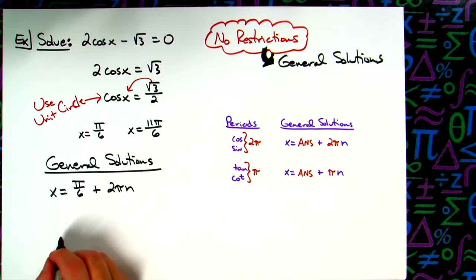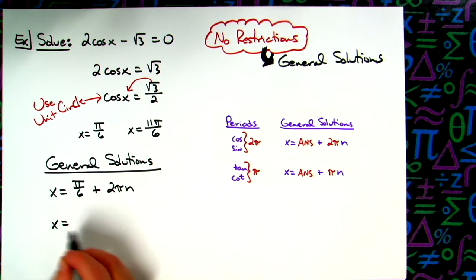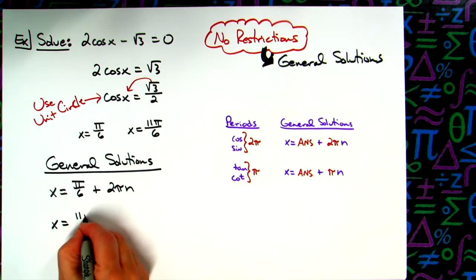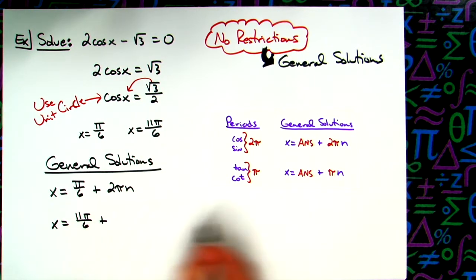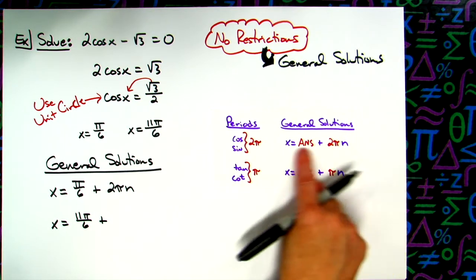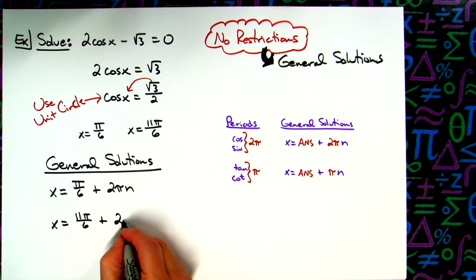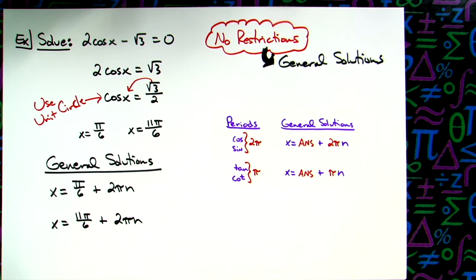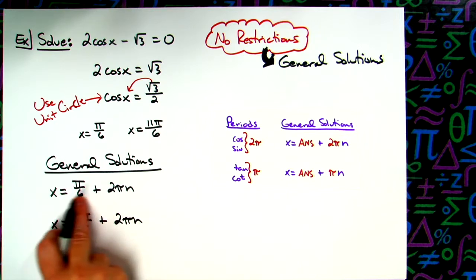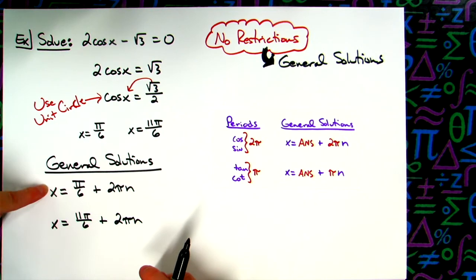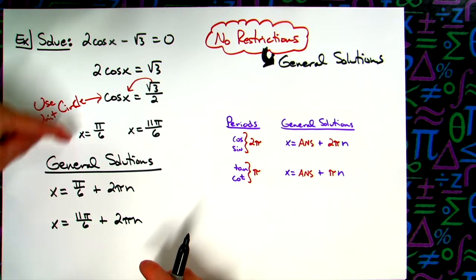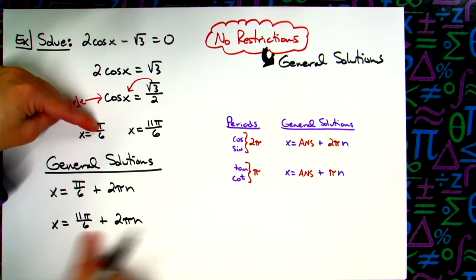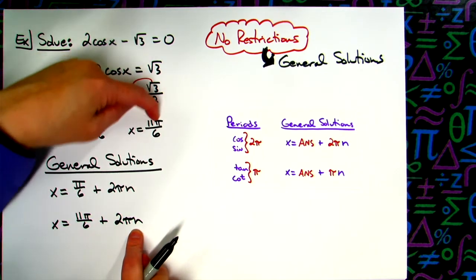All right, then I have to also do x is equal to my other answer, which is 11 pi over 6. And then again, it's still a cosine graph, so my general solution stays the same. I will finish it off with a 2 pi n. And there's my general solutions. This first general solution gives me all the multiple answers, or all the red dots from the video on the graph from this one. This one gives me all of the multiple answers from this one, which would be all the blue dots.